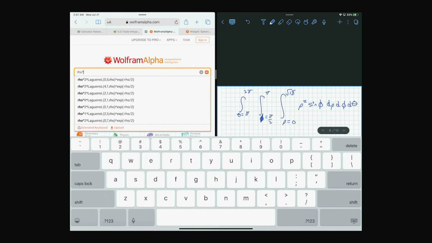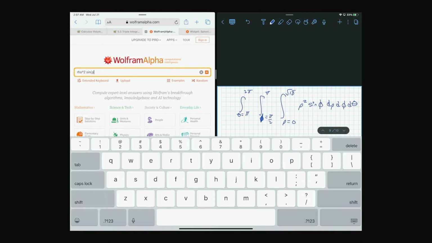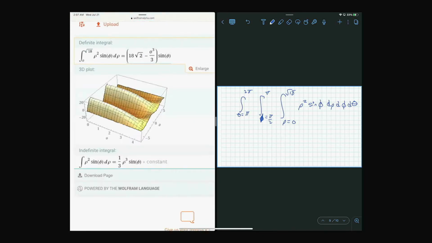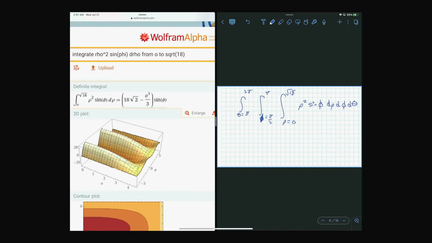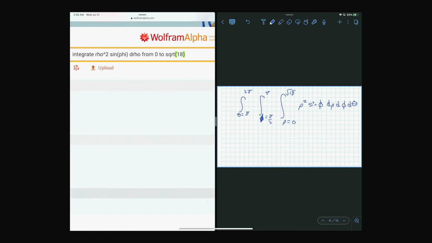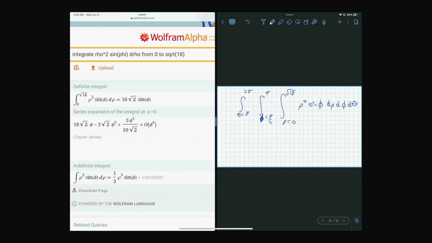I'll type it: rho squared sine phi d rho. All right, so we're integrating rho squared sine phi d rho from 0 to square root 18. We will get something. Why is there an O? Oh, because I typed in an O. Okay. All right, so 18 square root 2 sine phi.